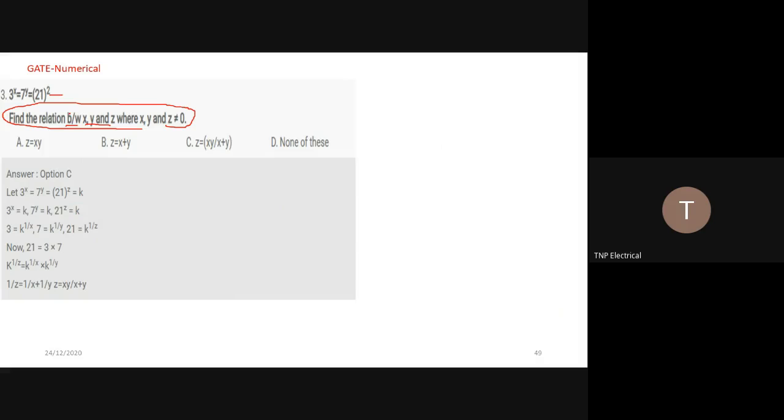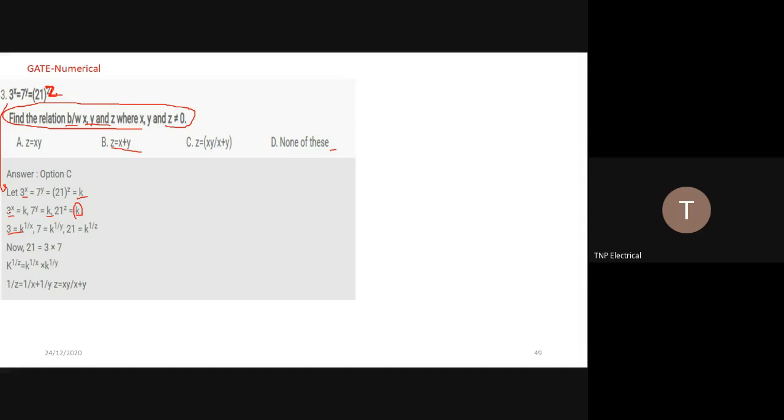So my friend, and here are the options: a, z equal to xy; b, z equal to x plus y; c, z equal to xy upon x plus y; and d, none of these. So if this type of question is there, how do we need to solve it? First, suppose 3 to the power x equal to 7 to the power y is equal to 21 to the power z. It is not 2, it is z. Okay, so first correct this thing. So consider it as k. If that is the case, we can consider 3 to the power x equal to k, 7 to the power y equal to k, and 21 to the power z equal to k. Now here k also represents the same, where it does not equal 0. K does not equal 0, friend. Okay. Now if that is the case, we can represent this thing.